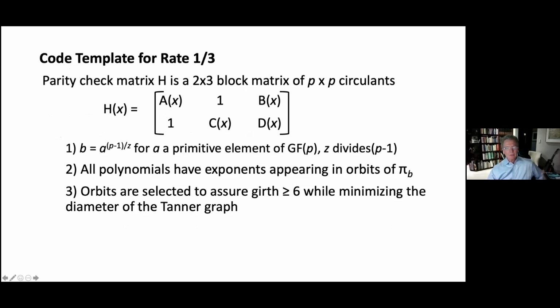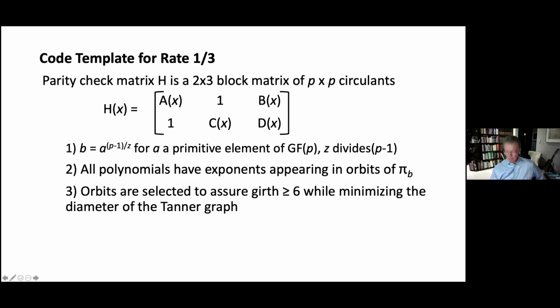Depending on what subgroup I use and how I choose these constituent circulants, that will tell me about the density of the code that I'll end up with. I'm going to choose it in such a way according to some subgroup of the multiplicative group of GF(P). I'm going to assure that all of the exponents are appearing in orbits of that permutation multiplying by B. And I'm going to select the orbits to make sure that I don't get a girth that's under 6. And I'm going to try to minimize the diameter of the graph that results.